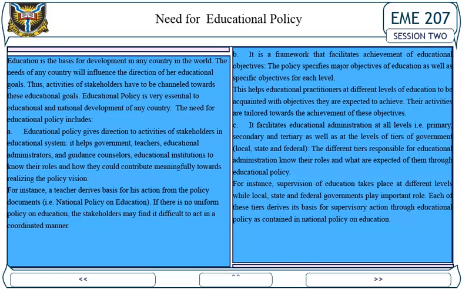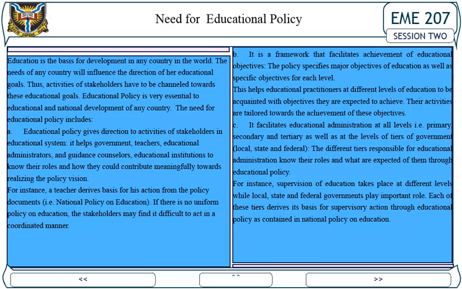B. It is a framework that facilitates achievement of educational objectives. The policy specifies major objectives of education as well as specific objectives for each level. This helps educational practitioners at different levels of education to be acquainted with the objectives they are expected to achieve. Their activities are tailored towards the achievement of these objectives.